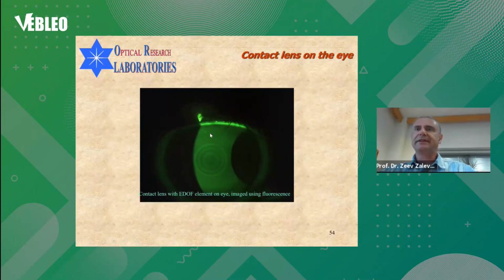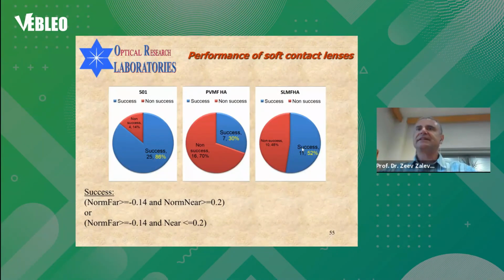This is our contact lenses. You see one of the subjects participating in the clinical trials wearing our contact lens. Those are the scratches. Those are his eyelids. This is a clinical trial we perform. This is PVMF-HA, the Pure Vision Multifocal High Add contact lens. It's a bifocal contact lens, very commercially sold.